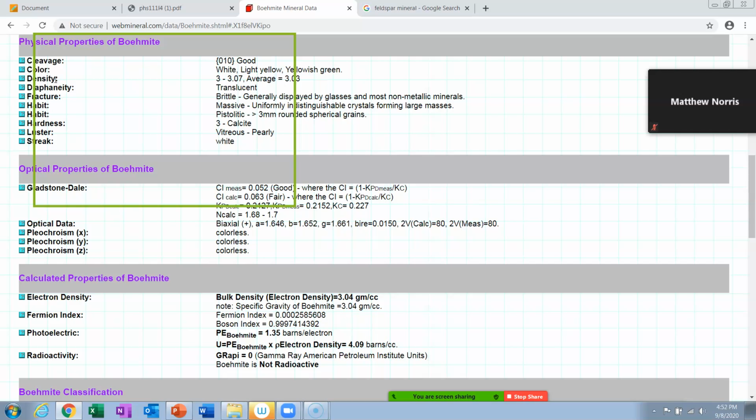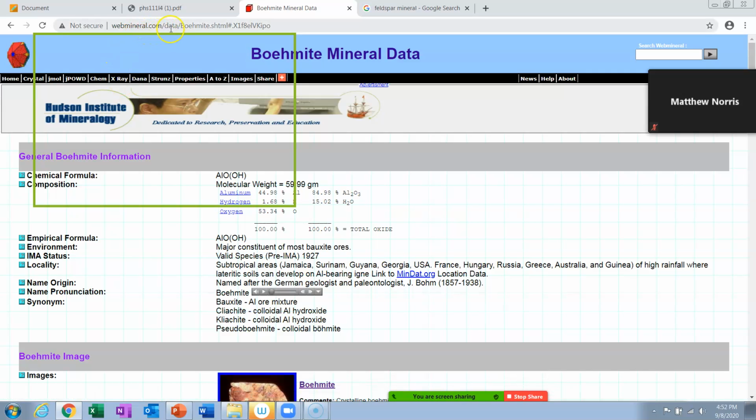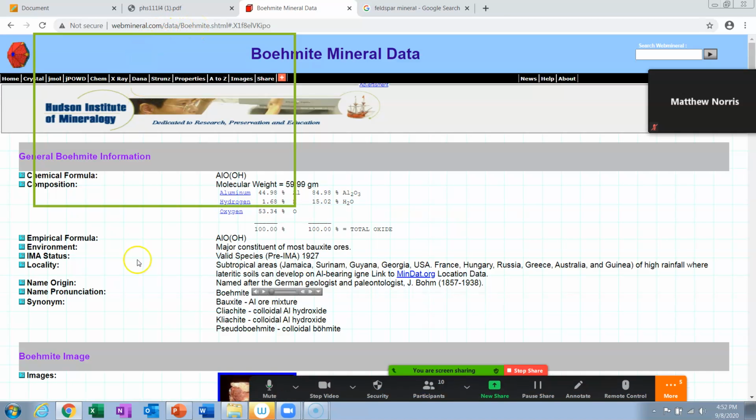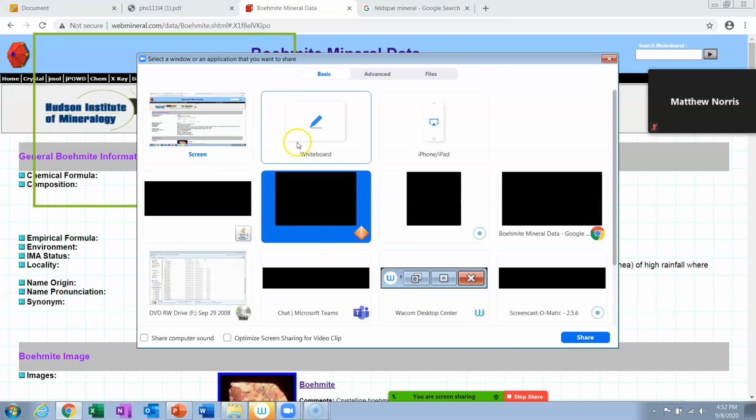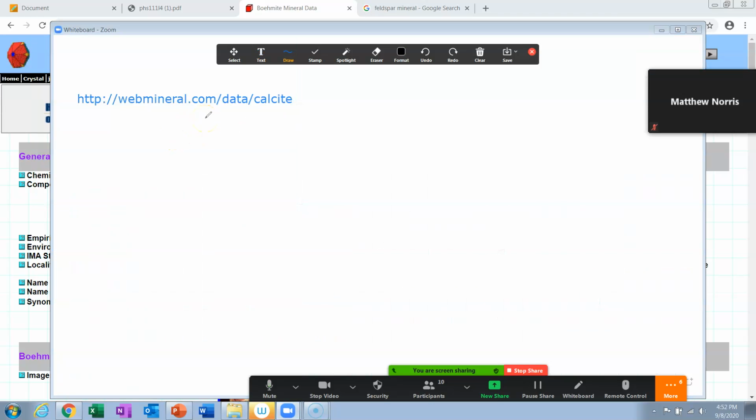I have a quick question. Sure. Where was the site that you were looking at for the properties? Okay. Let's see if I can get it to show here. I don't think it'll show up here. It's webmineral.com/data slash and then whatever mineral you want to look at. Let me go back to my whiteboard. Is this the one you were asking about?